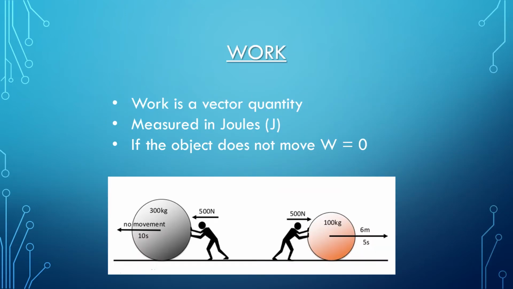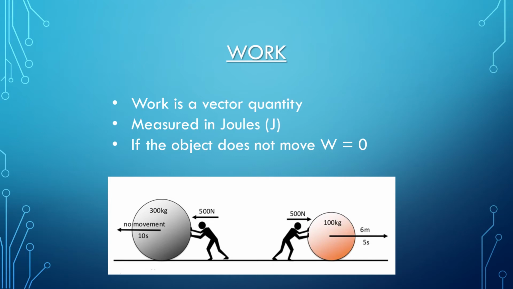So work is a vector quantity. It has a magnitude, but it also has a direction, right? For vertical work, you are lifting that object up in a certain direction. The units are going to be joules because work is a form of energy, and all forms of energy are going to be measured in joules. Now, if the object does not move, the work done on that object is going to be 0, because it needs to move a certain distance in order for any work to be done.